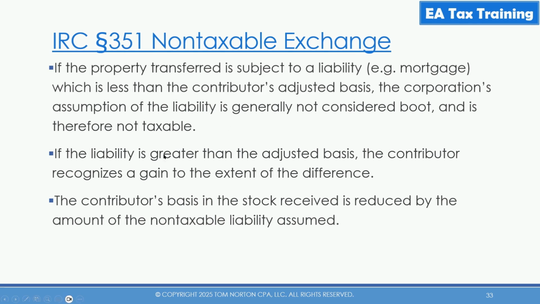On the other hand, if that liability is greater than their adjusted basis, then the contributor recognizes a gain to the extent of the difference, and the contributor's basis in the stock received is reduced by the amount of the non-taxable liability that is assumed. So that's a lot of words on a page, but let's look at a couple of examples to see how this works.